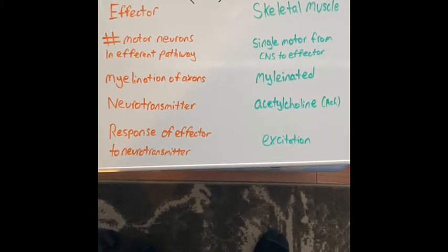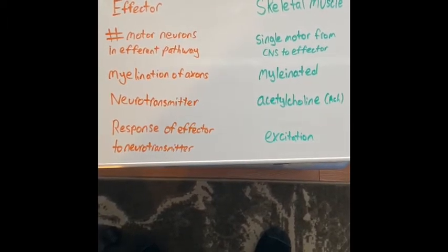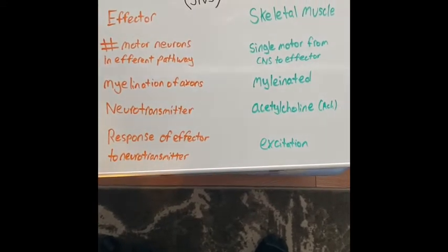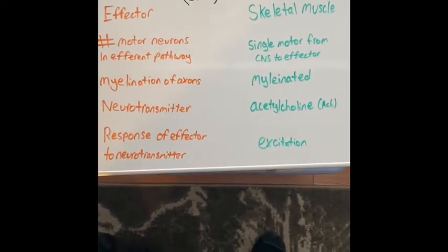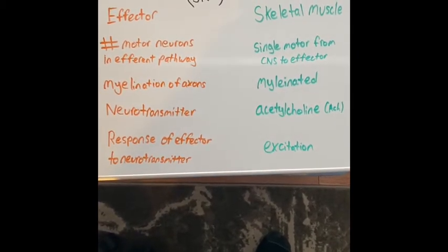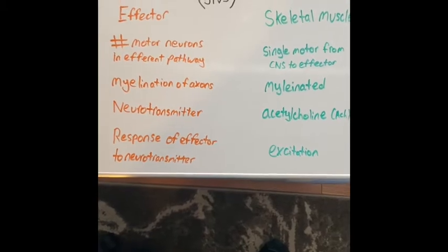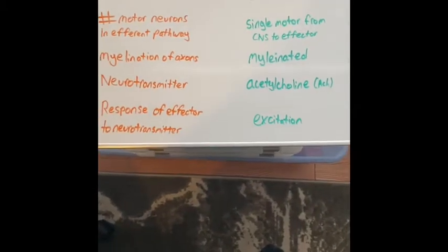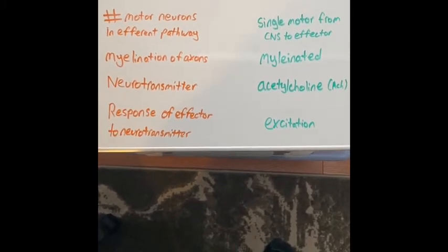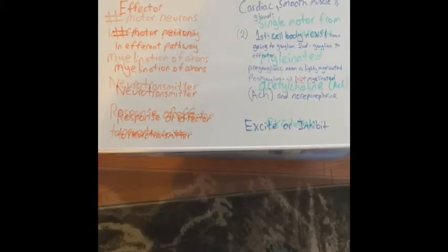We have the myelination of the axons. It's myelinated, which means it's fast. So you have the neuron going down the spinal cord to whether it be the hand, telling you to get the hand off the burner, jerk it back real quick, or if I were to put my hand into this shredder, quickly getting it out. The neurotransmitter is acetylcholine. The response of the effector to the neurotransmitter is excitation.